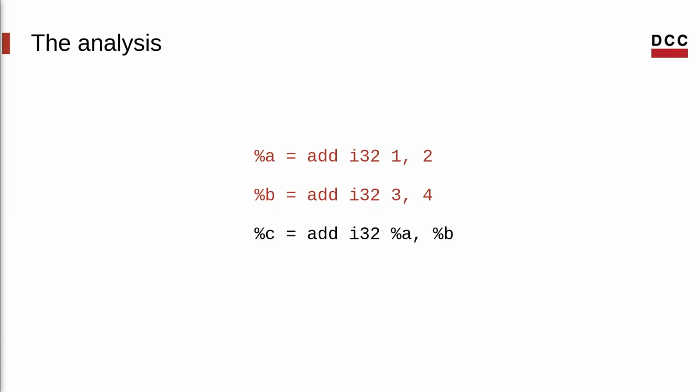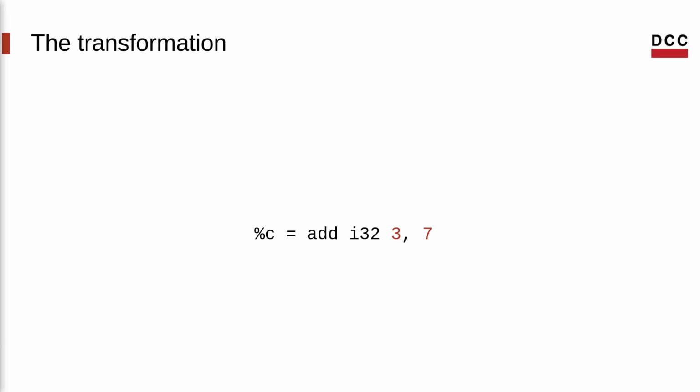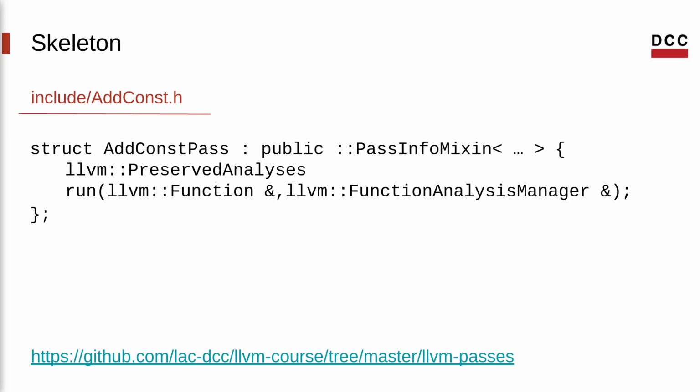First, a brief recap. The analysis traverses a function collecting additions that only use constant integers. Now, our transformation will remove the add instructions and replace their uses with the pre-computed sum computed at compile time. Let's get to the code.